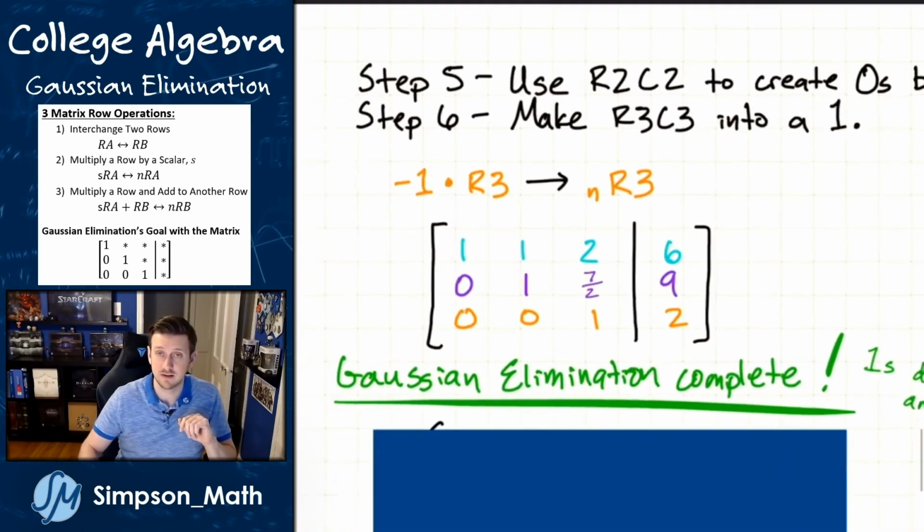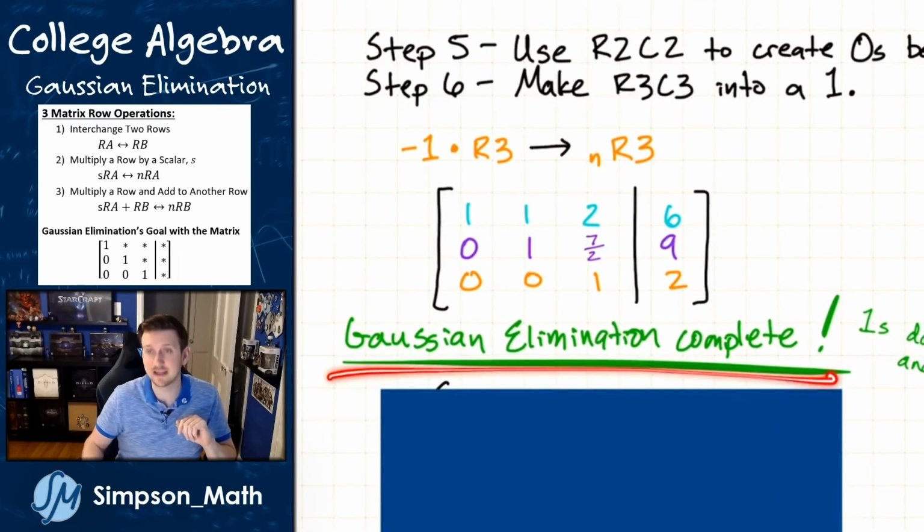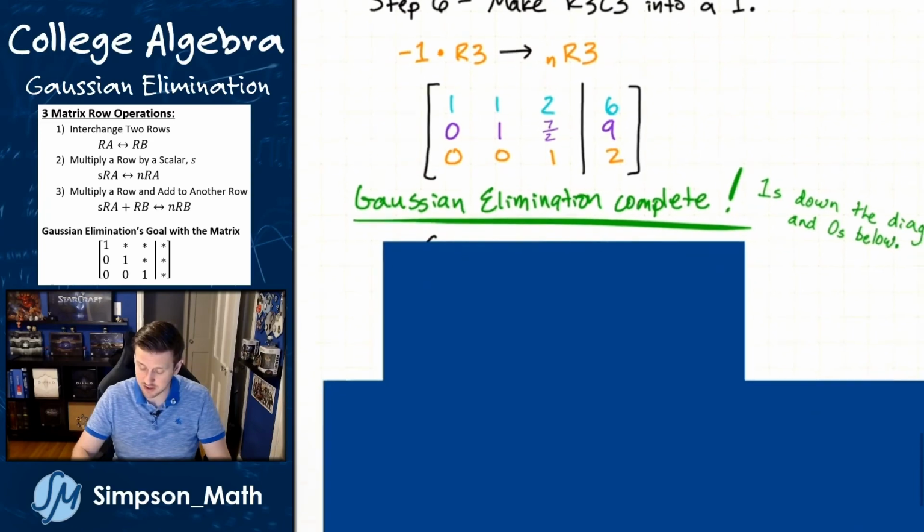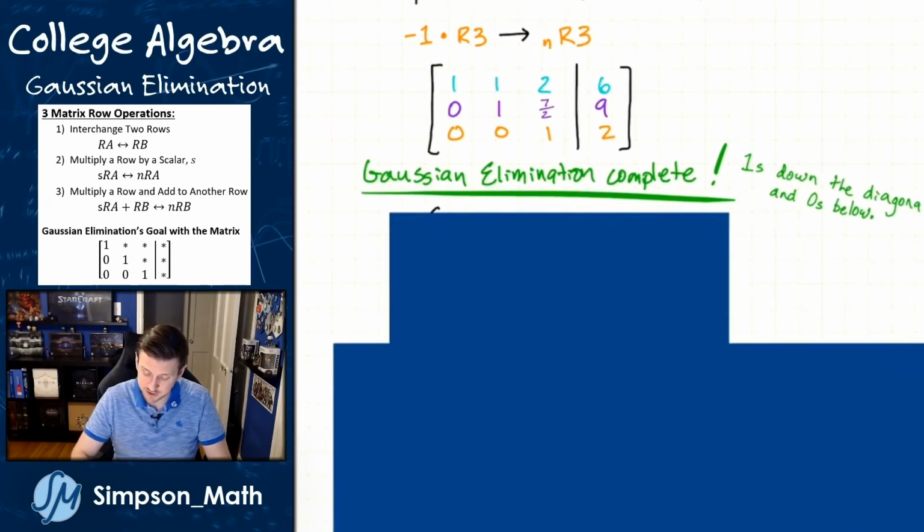Right? And notice, I have a big celebratory Gaussian elimination complete. Huzzah! All right, we have 1s on the main diagonal, 0s beneath them. So my Gaussian elimination is complete. Again, in the next lecture video, I'm going to be picking up where we left off right here, and then completing the process called Gauss-Jordan elimination. But now we can just solve this by back substitution.